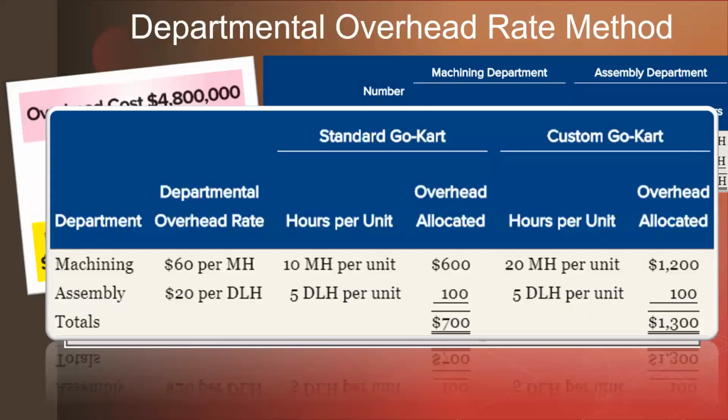This gives us a more accurate look at what goes on and how we should apply the overhead cost, because we're breaking it out saying, hey, let's consider how long it's taking in each department, and maybe direct labor hours is not what you want to base all of your allocation on.